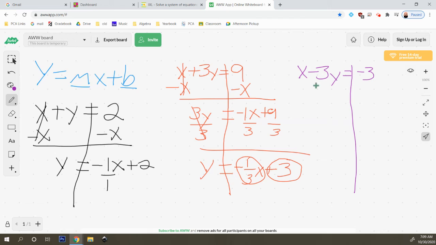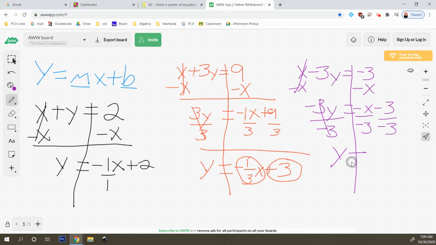That means this x can't be there, so we're going to get rid of it by subtracting it from both sides. That one cancels, leaves me with a negative 3y. I want the x in front, so negative x. And then it was a negative 3, so minus 3. Still not in y equals mx plus b because of this negative 3 in front. So I'm going to divide and get rid of it.